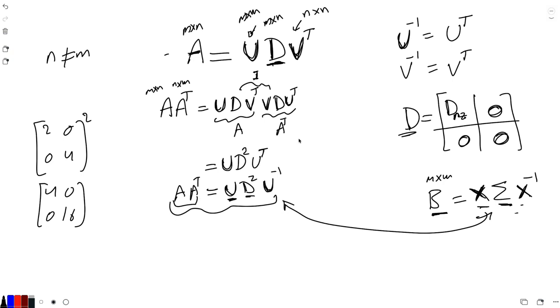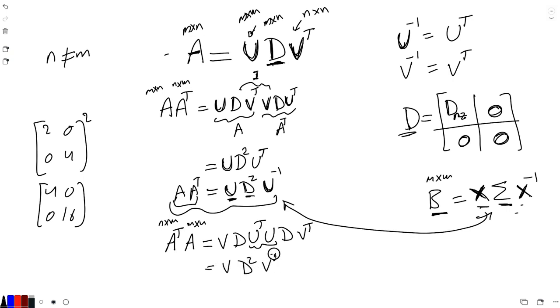Now if we do the reverse and multiply A transpose times A, A transpose is N by M and A is M by N, so the result will be an N by N matrix. Doing the same here, we get V D U transpose times U D V transpose. We have U transpose times U as the identity matrix, because U is an orthonormal matrix. Then we have V times D square times V transpose.